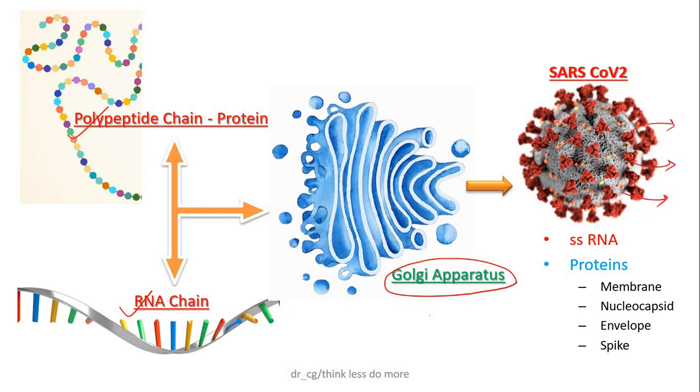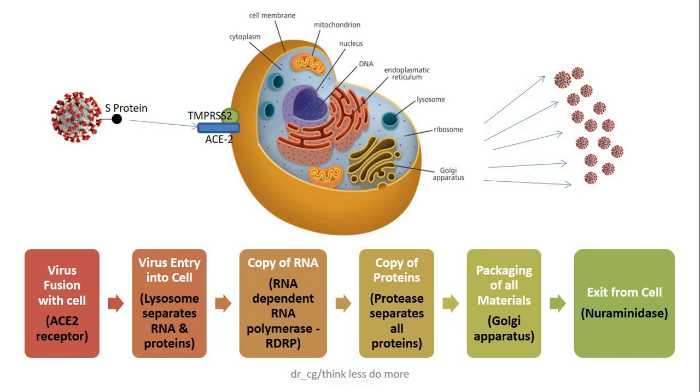Let's do a very quick revision of the whole process. This is the host cell. One virus is coming to infect the cell. First of all, the virus spike protein, specifically the RBD, the receptor binding domain, binds with the ACE2 receptor and activates the TMPRSS2, which is present on the cell surface, that makes the entry of the virus inside the cell.